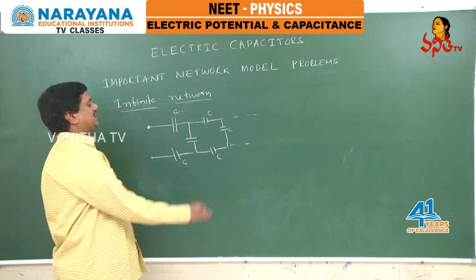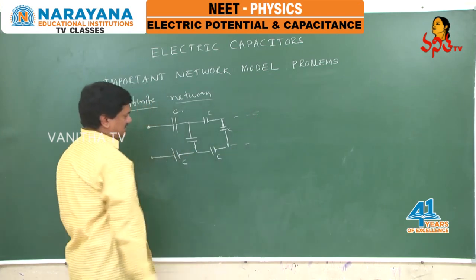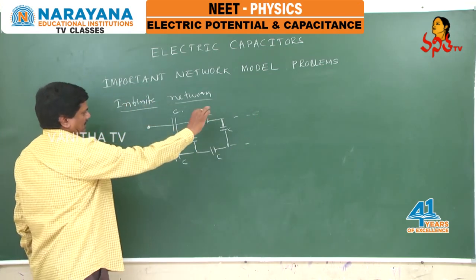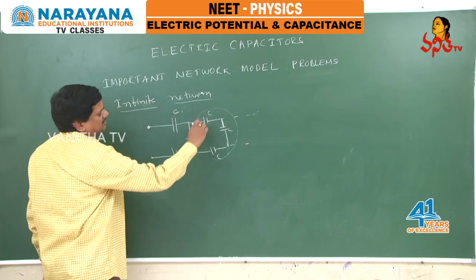If it is an infinite network, there is a simple method. What I'll do is first identify the part which is repeating. This part, if you see the diagram, this part is repeating.